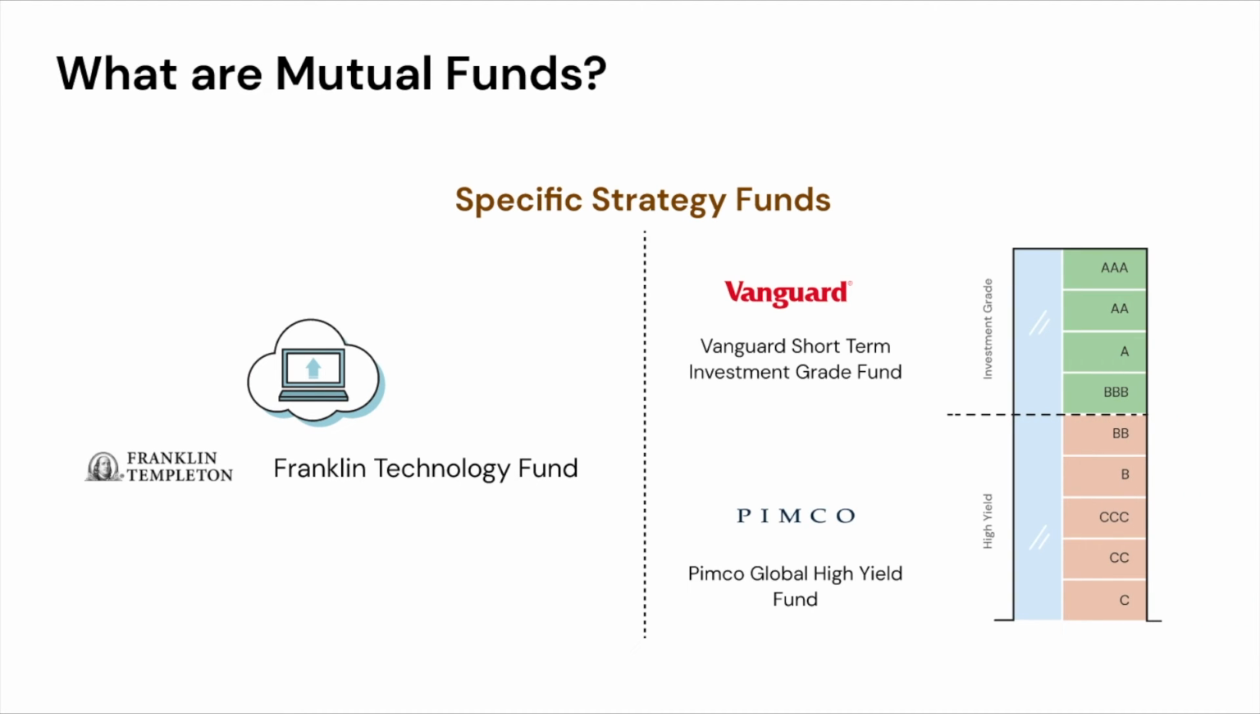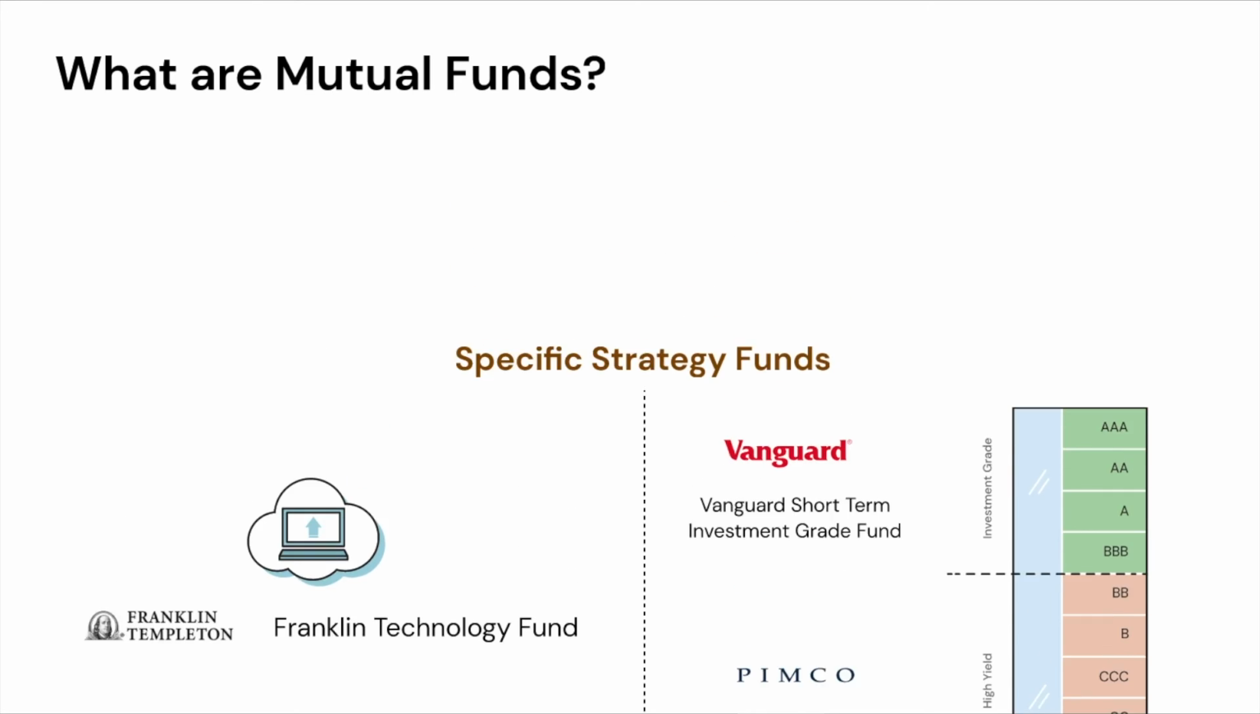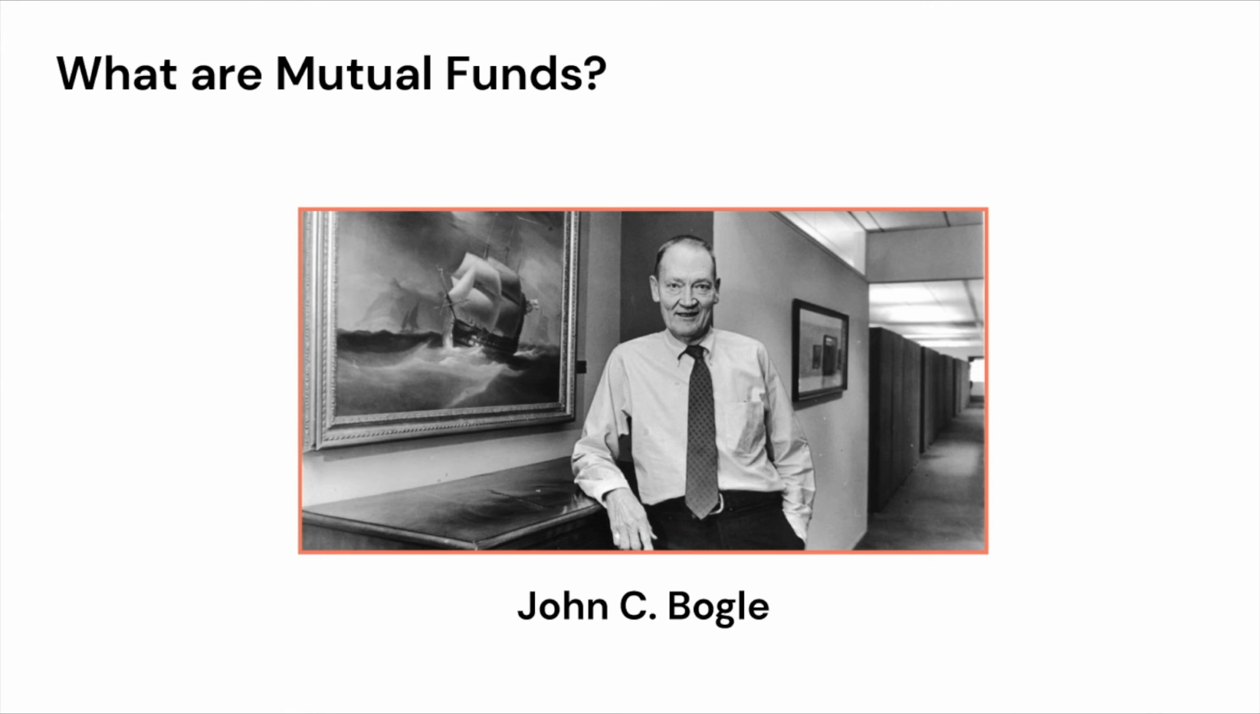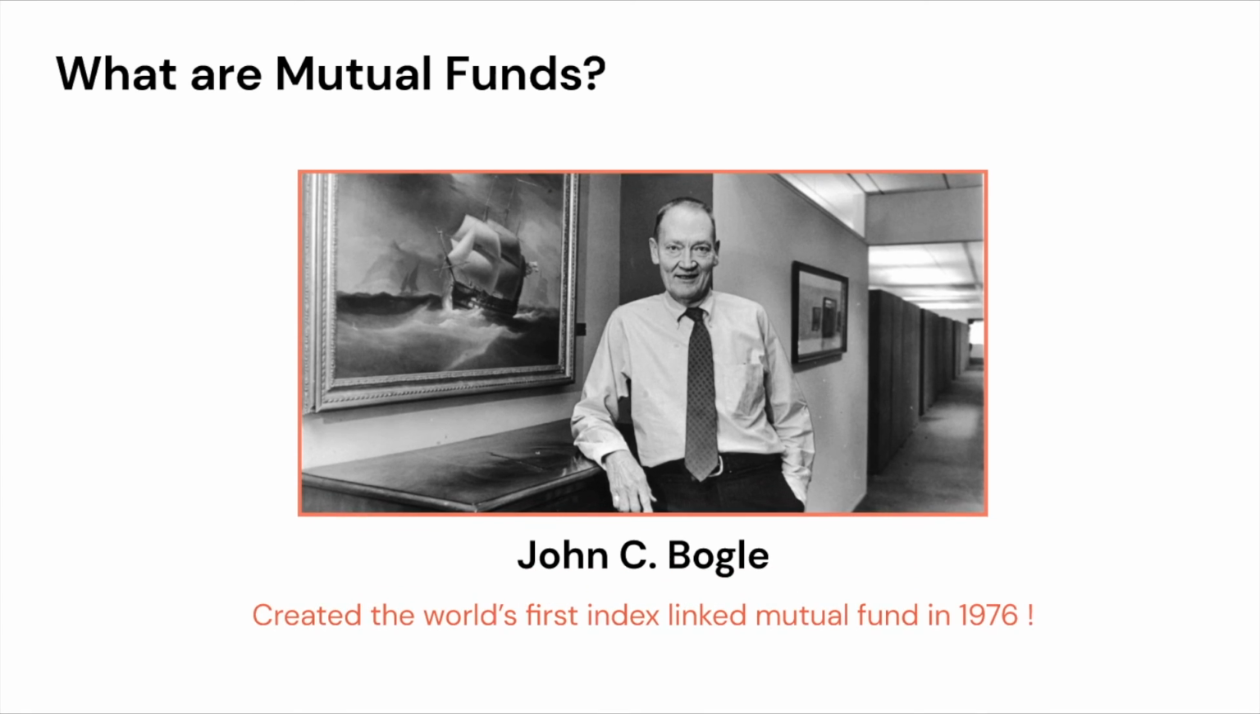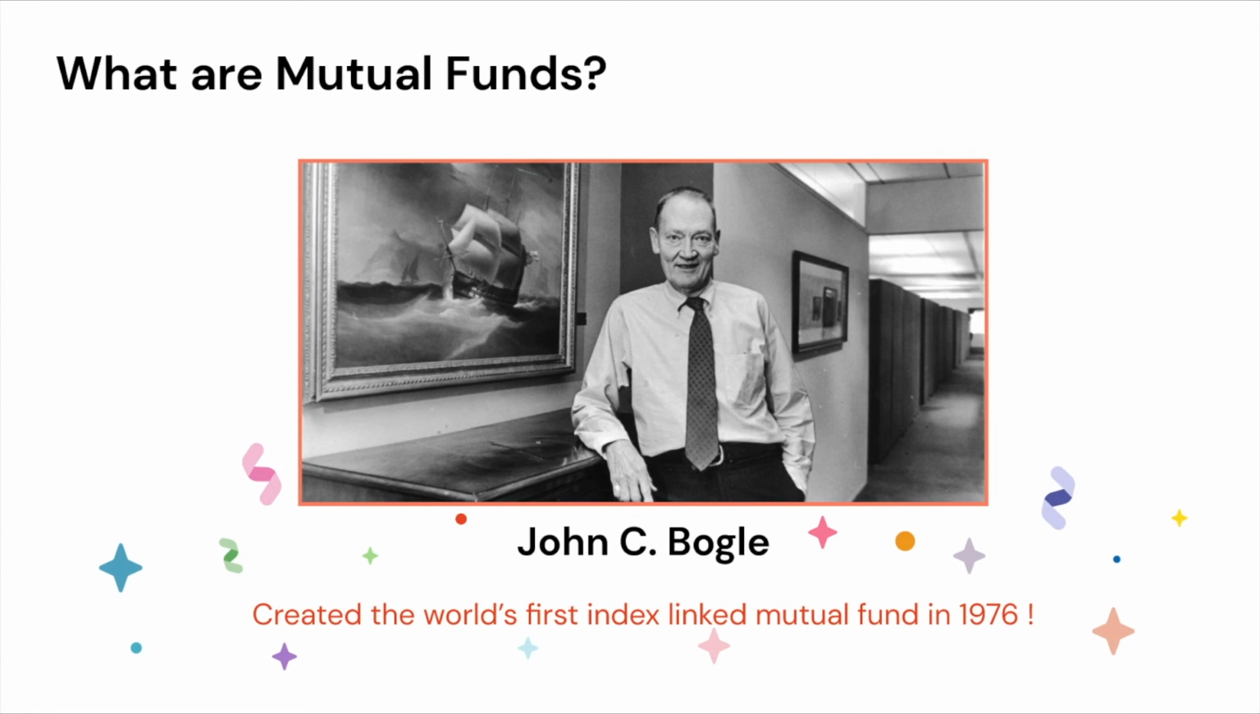companies. John Bogle, the founder of the Vanguard Group, is said to be the father of the modern mutual fund, and is credited with creating the world's first index-linked mutual fund in 1976.